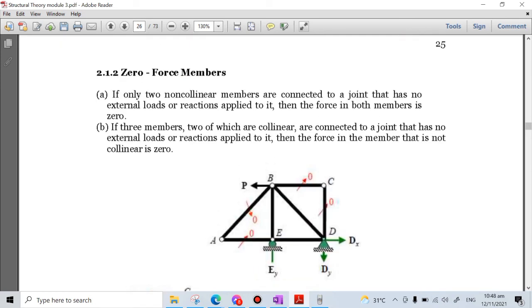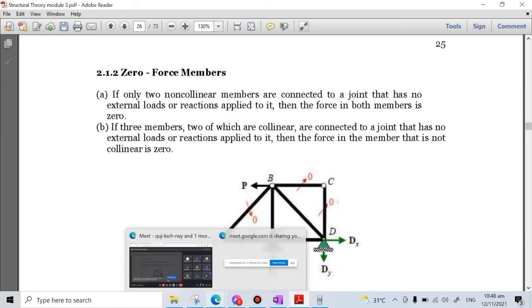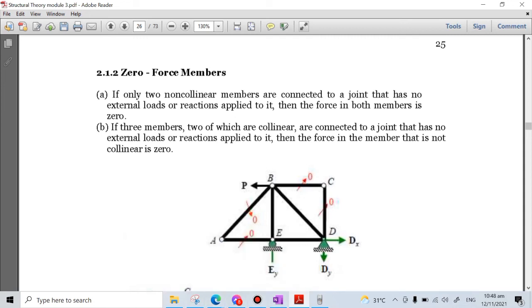Next na pag-uusapan natin, wait lang. Do you have any questions on the joint method? Wala po, sir. Wala, okay. Diretso tayo. Zero force member.